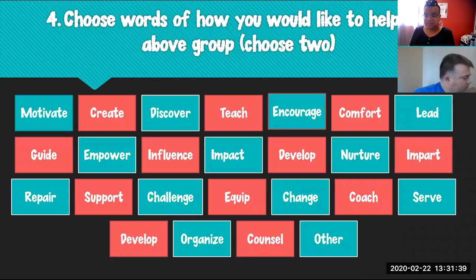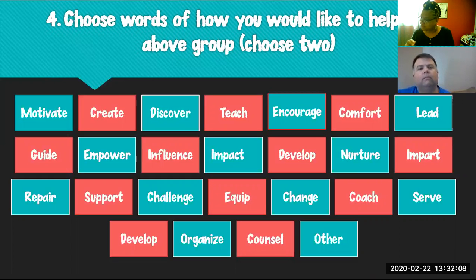You're going to look at this list here, and you're going to choose 2 words of how you would like to help those people. And if you don't see a word here, you can of course make up your own. Do you want to motivate them? Do you want to teach them? So look at that list, take your time, and choose 2 words of how you want to help these people come to the understanding that their circumstances don't determine their outcome.